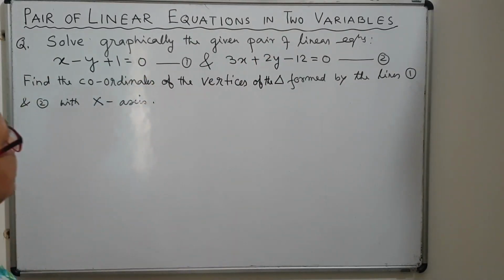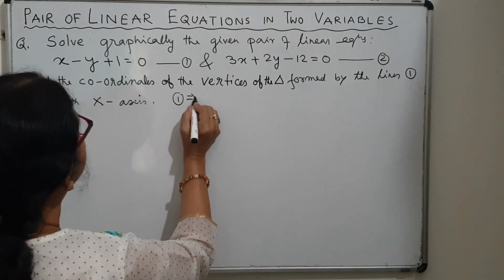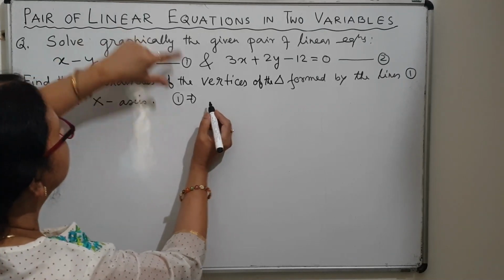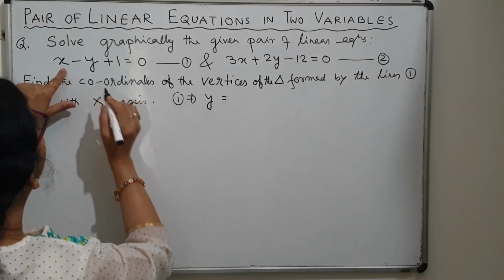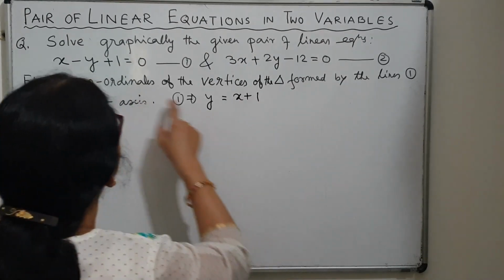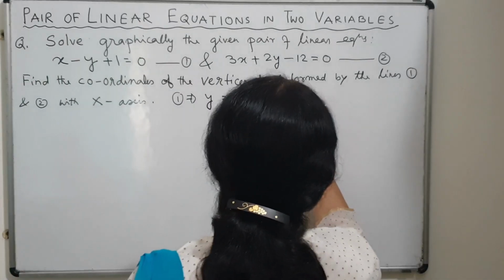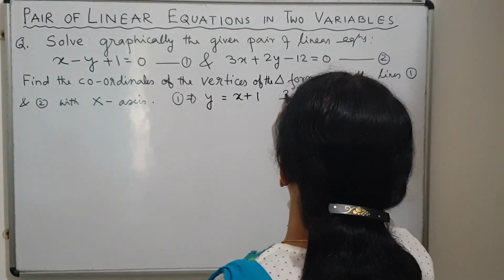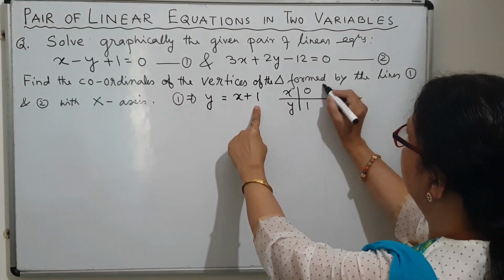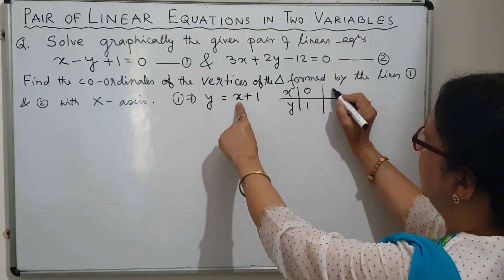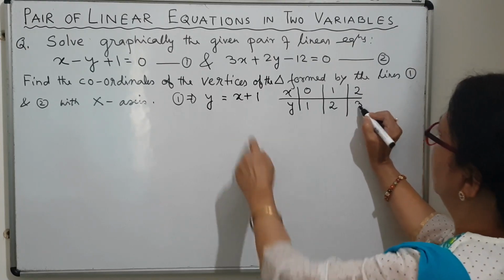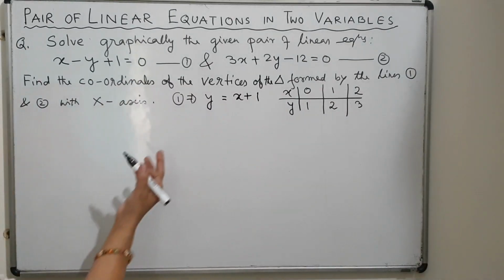So let me take the first equation. If I write this equation in terms of y, I take y to the other side, y will be positive, and what is left? x plus 1. This is the equation I have written to get the table for plotting the graphs. So if I take x to be 0, y will be 1. If I take x to be 1, then y will be 2, and if I take x to be 2, it will be 3. So I can now plot the first line.